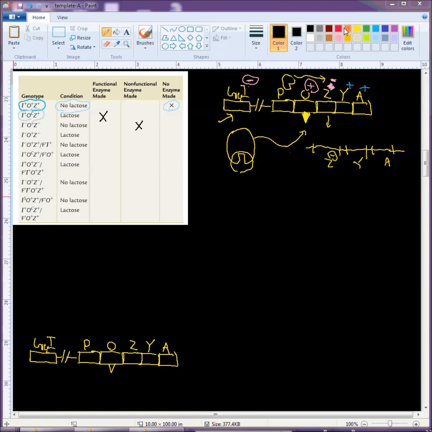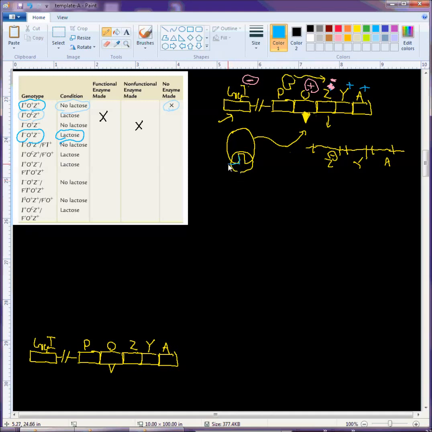Let's take a look at the next one. The next one is, okay, good. I like when they do this. It's the same genotype, but now we're looking at this genotype in the presence of lactose. Okay, so let's take a look here.